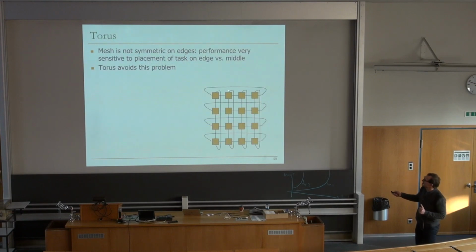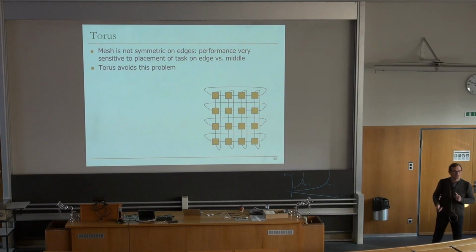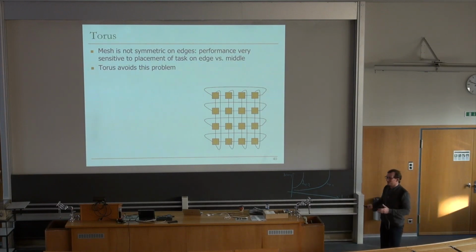So the beauty of Torus is you can look at it like this. This is a ring over here, this is a ring over here, and this is a ring over here. Basically, you have rings of rings, essentially, on all dimensions. And it's symmetric as a result.